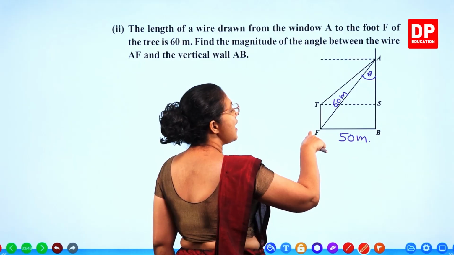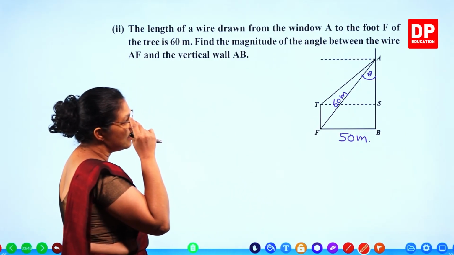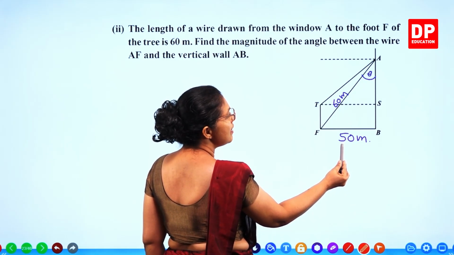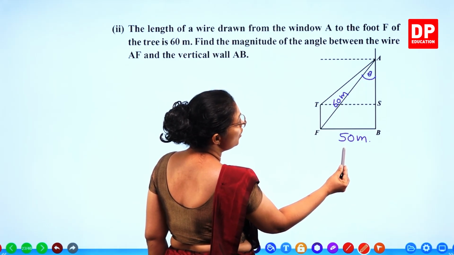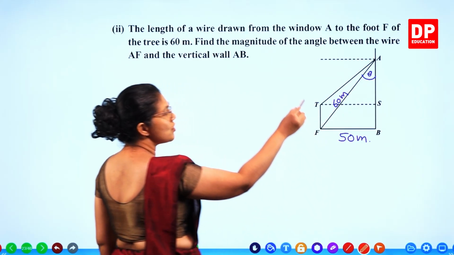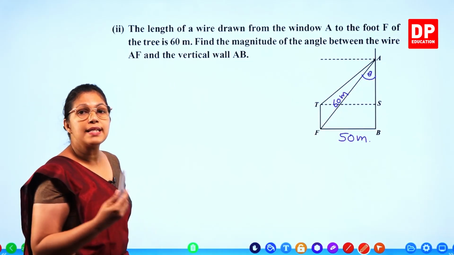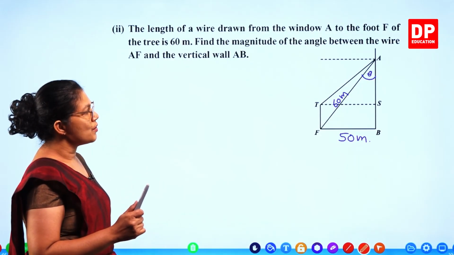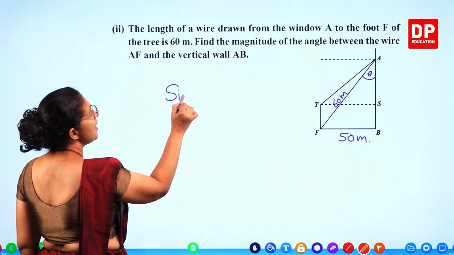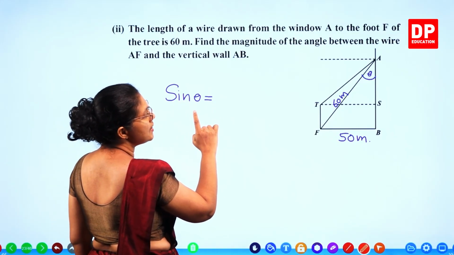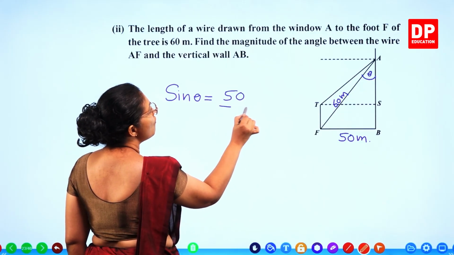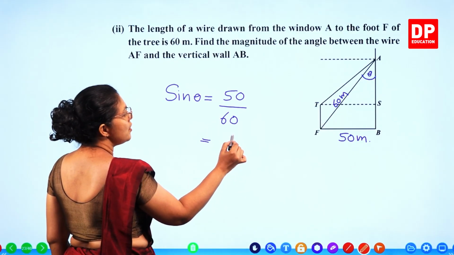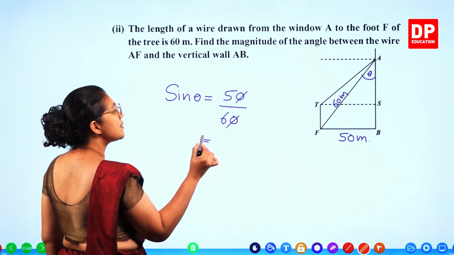Now you can take the AFB triangle. To this angle, FB is the opposite. And what else do we know? Hypotenuse is 60. Opposite and hypotenuse. What's the suitable trig ratio? That's the sine ratio. Sine theta equals opposite, 50, over hypotenuse, 60. So when you divide, you get 5 over 6.